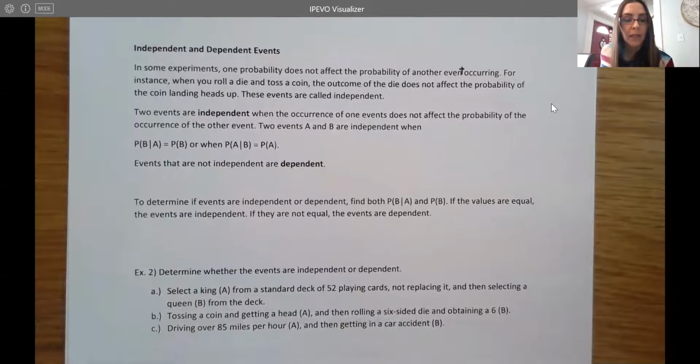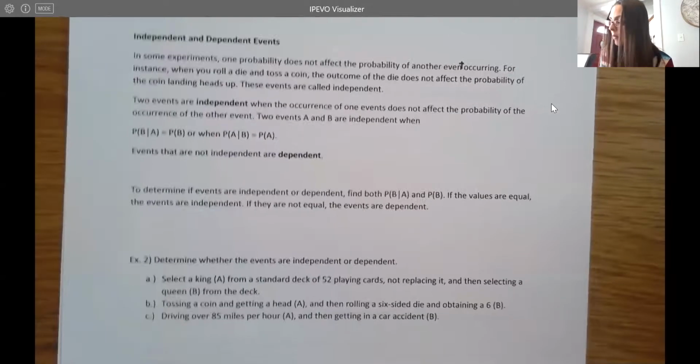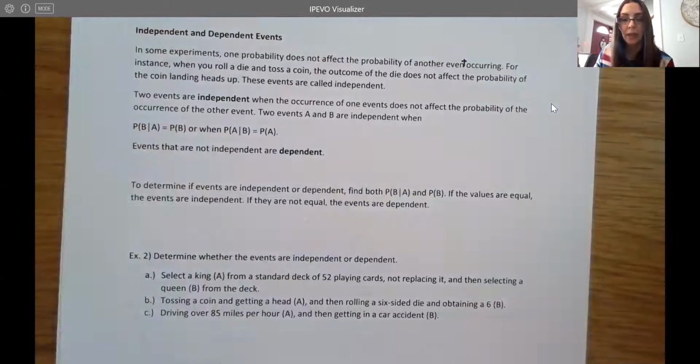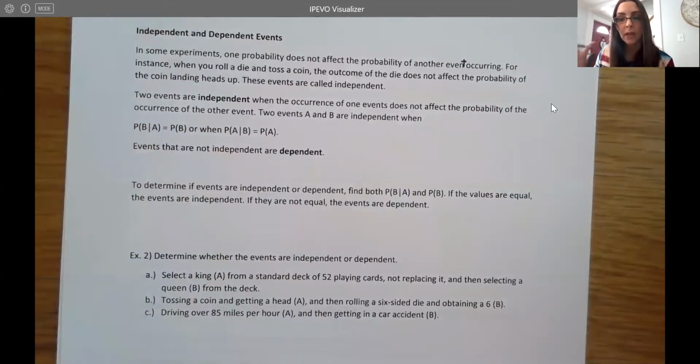Events that are not independent are dependent. Okay, so again, we have to be careful because sometimes the conditional one way could be fine, but not the other way, like the rain and the coat example I gave you, right? So we just need to be really careful and think about our events and really what we're looking at for that particular problem.